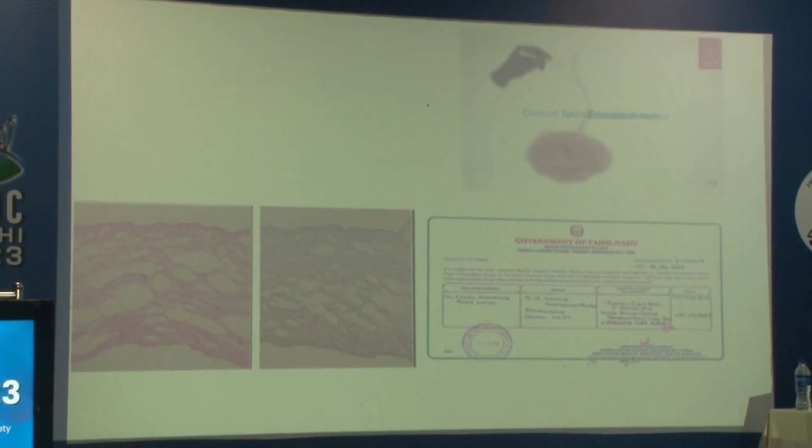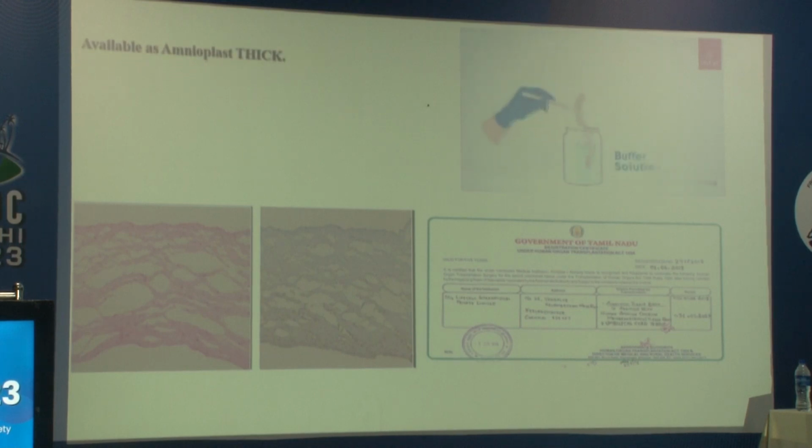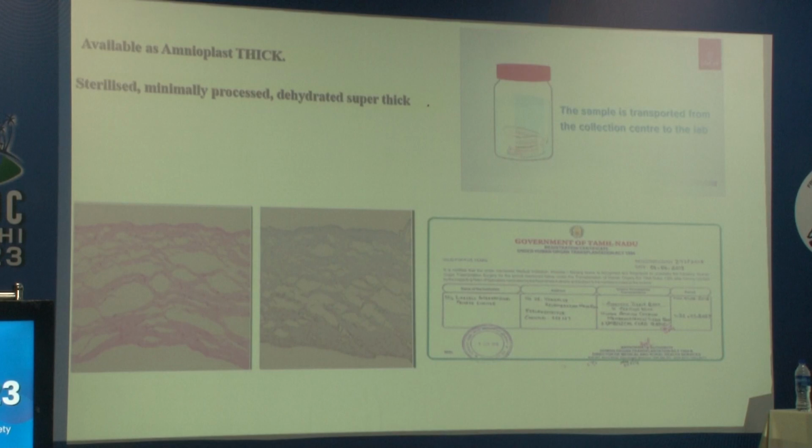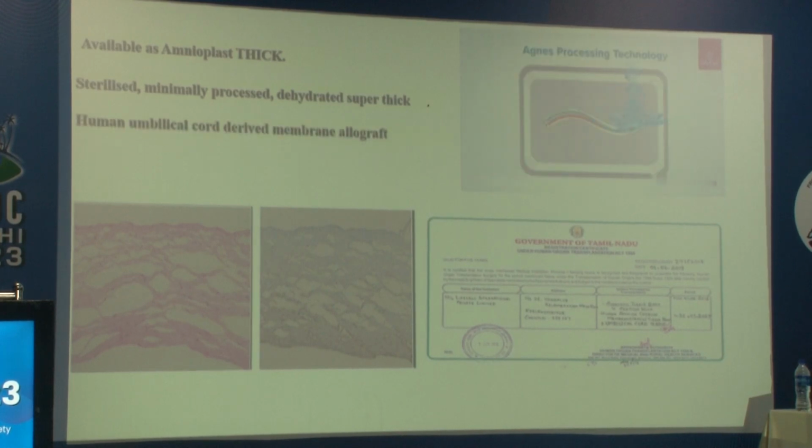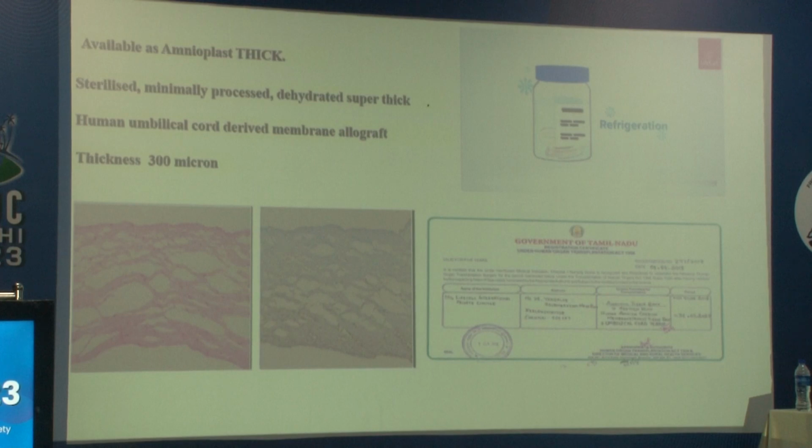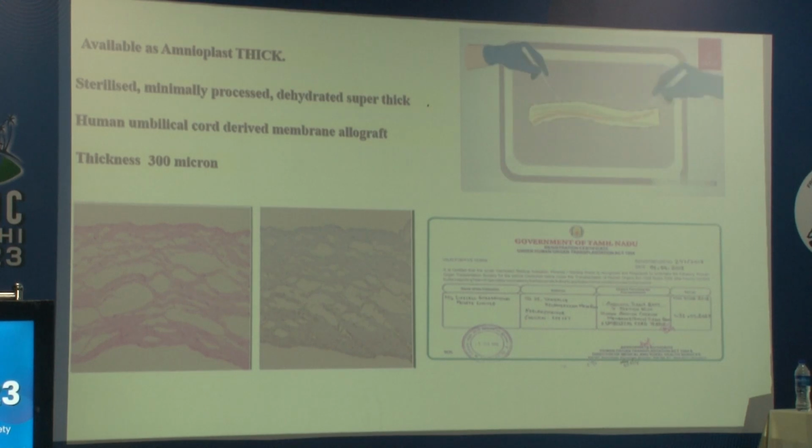So this is the video showing how the umbilical patch graft is processed from the donor tissue, and it is available as Amnio Plus Thick, a sterilized, minimally processed, dehydrated super thick human umbilical cord derived membrane allograft with a thickness of 300 micron. And these are the histological pictures that show the devitalized epithelium, compact stroma, and the basement membrane. This graft is registered under the Human Organ Transplantation Act.